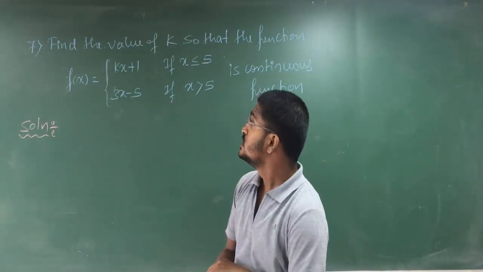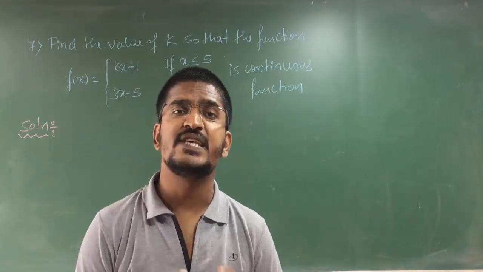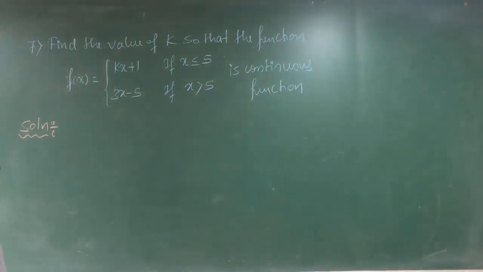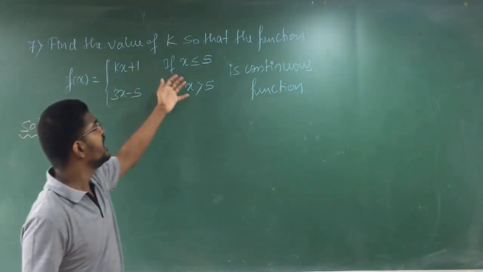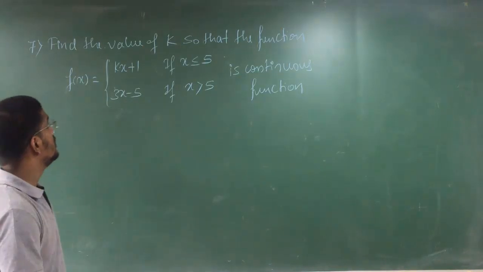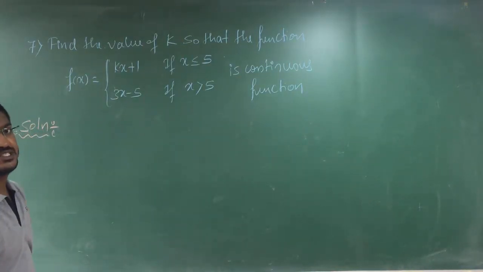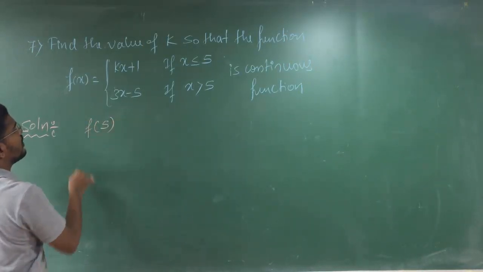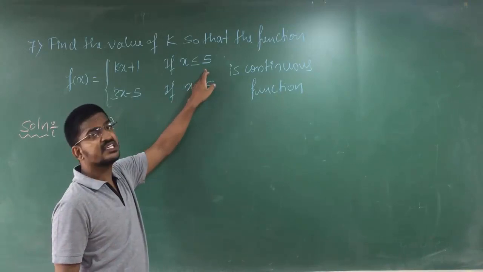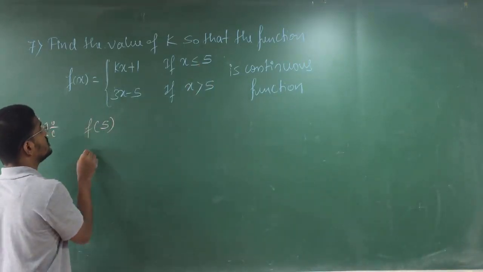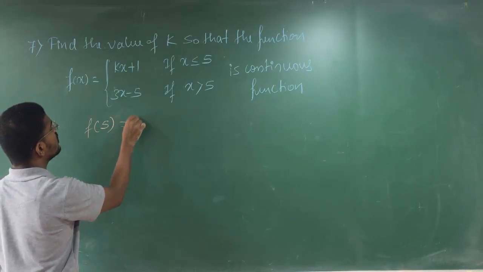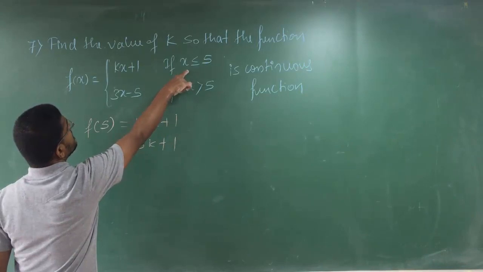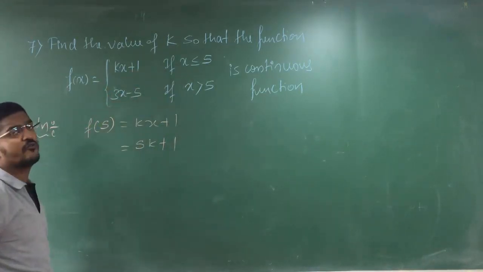Okay, students. So now let us go for the 7th problem. Again, find the value of k so that the function f of x is a continuous function. So for that reason, let us again solve the problem by the same method. First we have to find f of 5 because it is continuous at 5. F of 5 equal to how much? F of 5 equal to kx plus 1. So that will be 5k plus 1 because x is equal to 5 for this particular function.